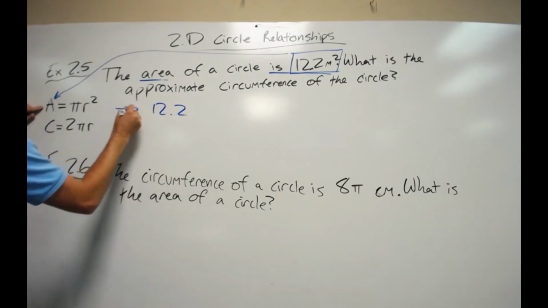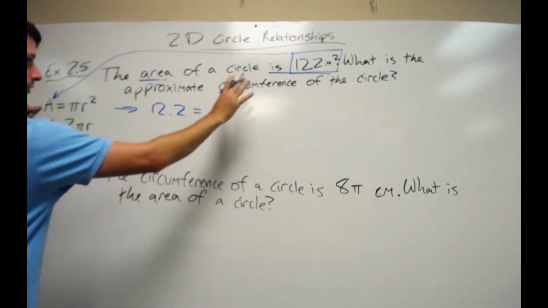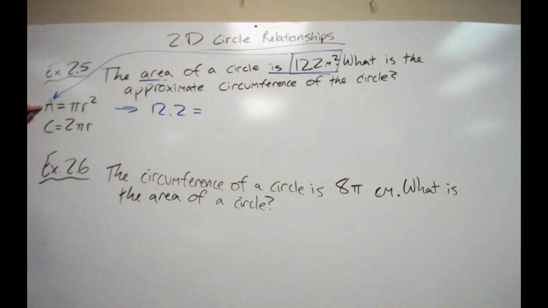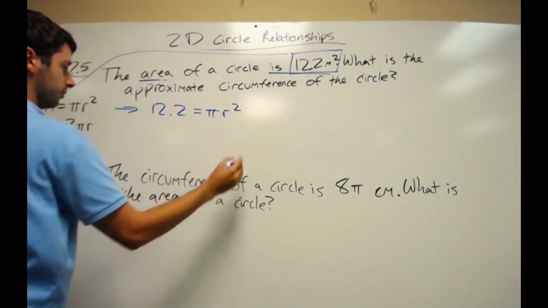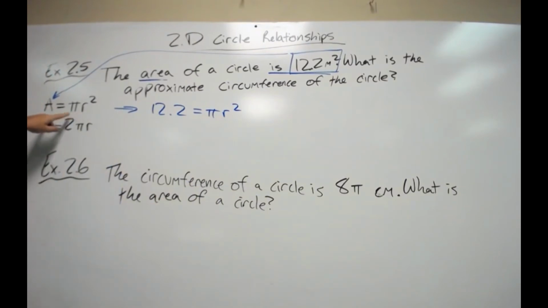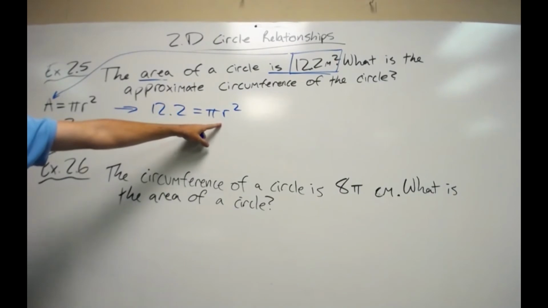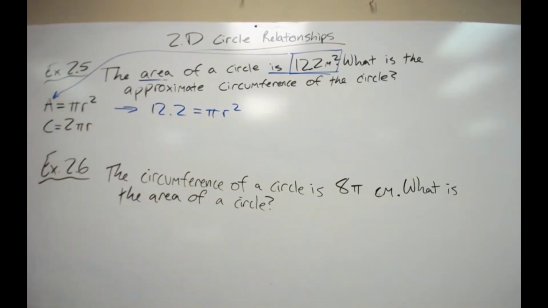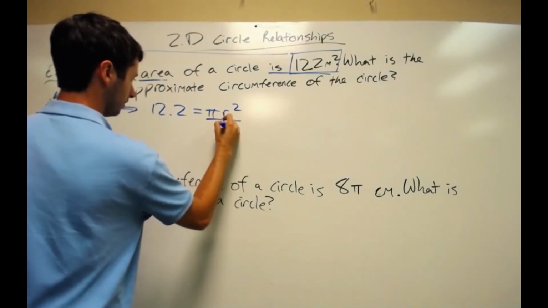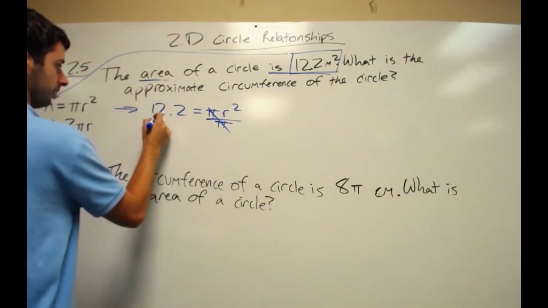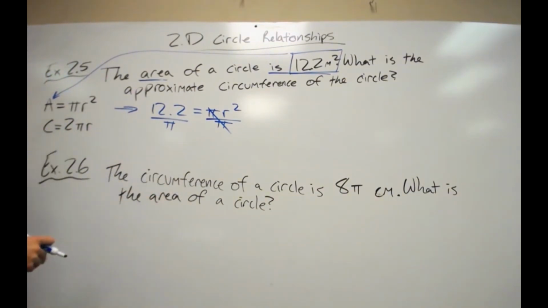12.2 equals, we ignore the variable meter squared, we don't need that, equals pi times radius squared. Well, right here we had variable of area and radius. Now we only have the variable of radius, so we can solve. To start, I'm going to divide by pi. You're going to need your calculator for this. Divide by pi on both sides, so they cross out there and cancel.